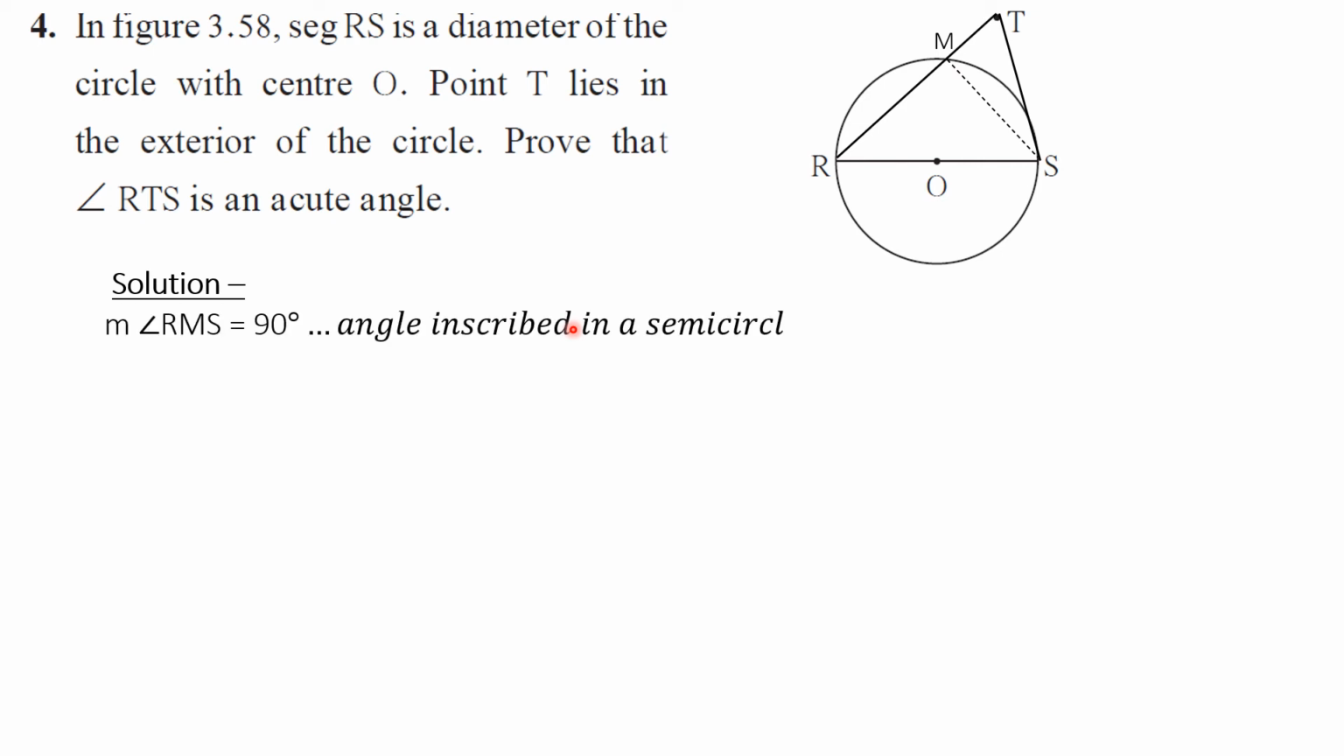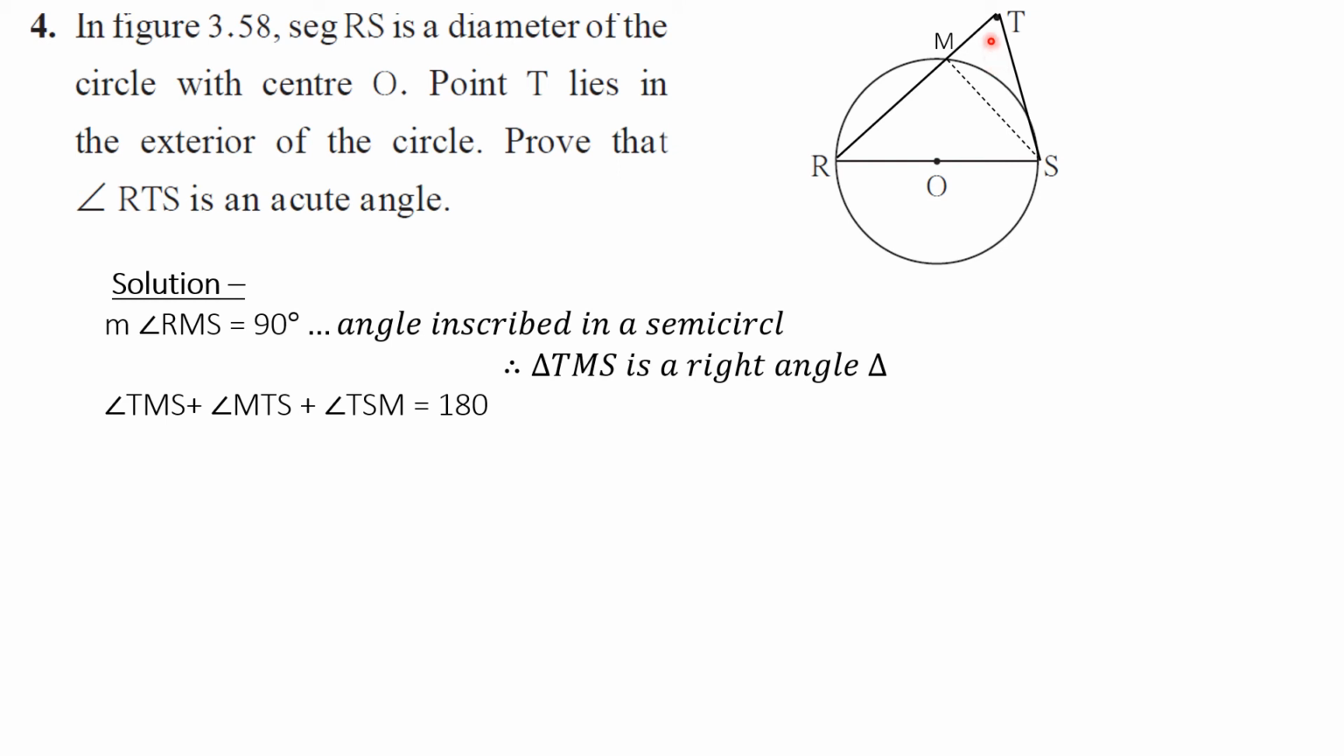Solution: measure of angle RMS, that is this angle, is equal to 90 degree. You know this property, the angle inscribed in a semicircle. Here RS is the diameter, therefore this is the semicircle, and therefore this angle must be equal to 90 degree. Therefore triangle TMS, now look at this triangle. This triangle is a right angle triangle. Since this angle is 90 degree, this angle is also 90, and therefore this triangle is a right angle triangle.